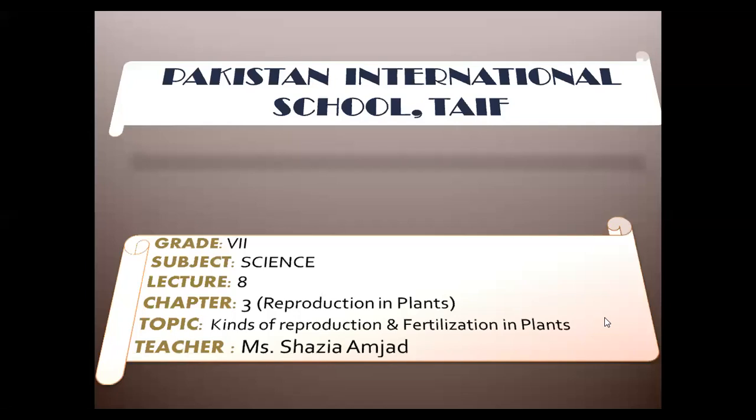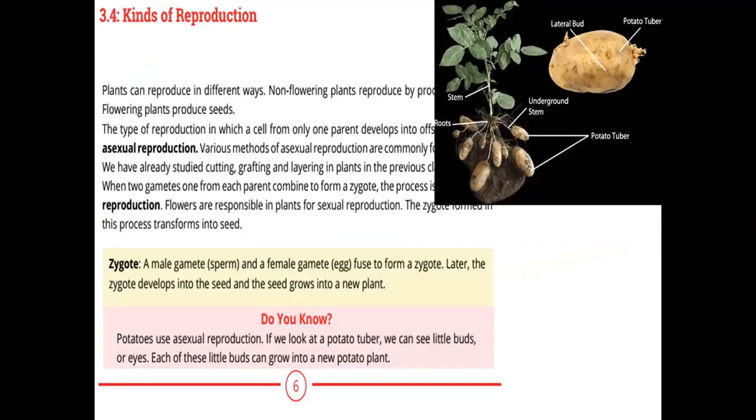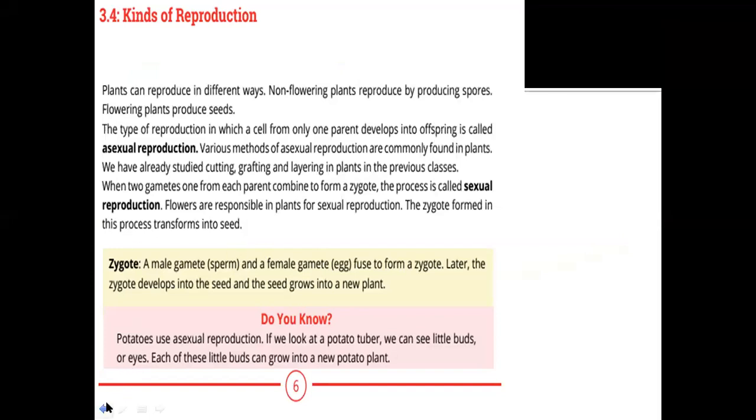We are at chapter number 3 and we are doing reproduction in plants. Now today's topic is kinds of reproduction and fertilization in plants. So let's start. We will see first of all kinds of reproduction.